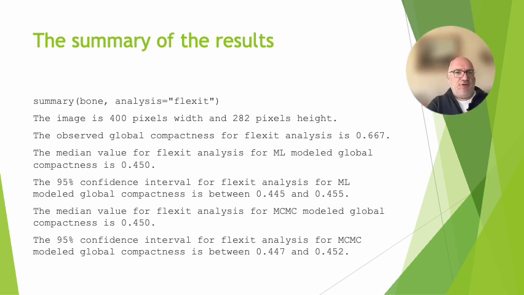You can have this information using summary. Here, summary of bone and the analysis Flexit. You have the global compactness, which is 0.667. The linearized compactness using maximum likelihood or MCMC are very similar, and it describes the integration under the curve. What you should use when you are doing analysis, I think that both are interesting. The observed global compactness is something very close to the observation, and the linearized compactness is something that integrates the model, the distribution of compacity along the gradient from center to the periphery. So both values are interesting. They do not give you the same information.